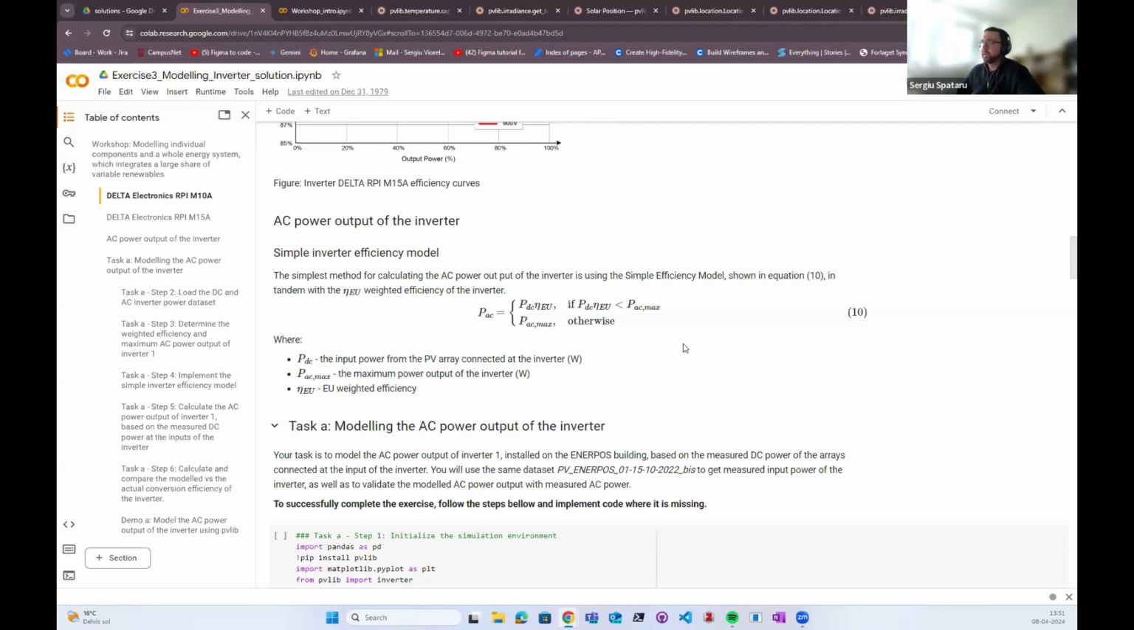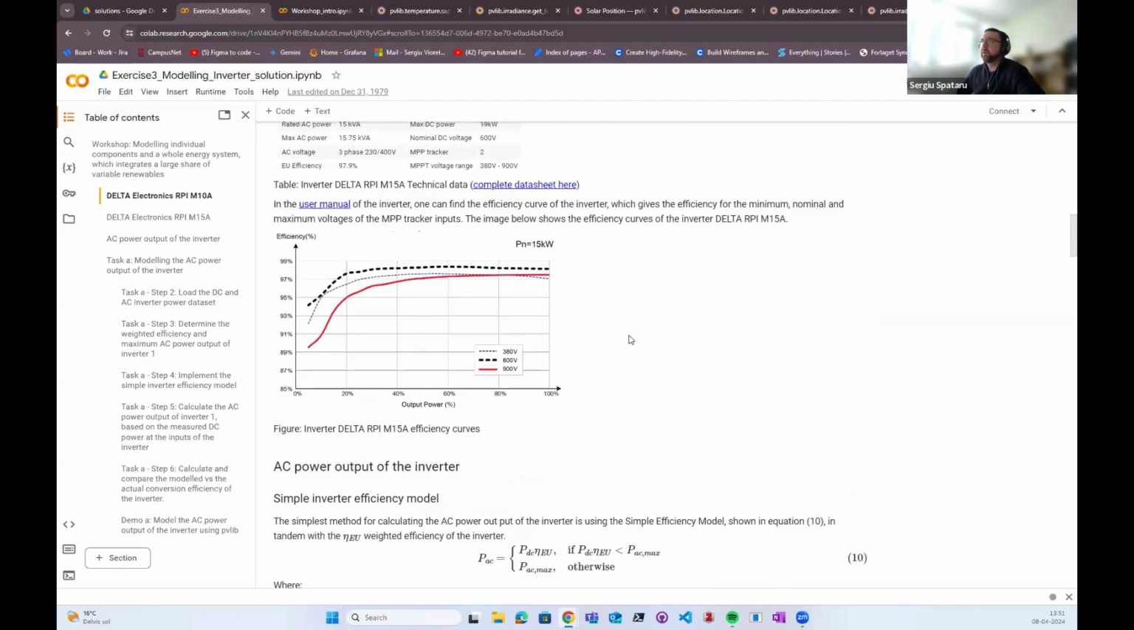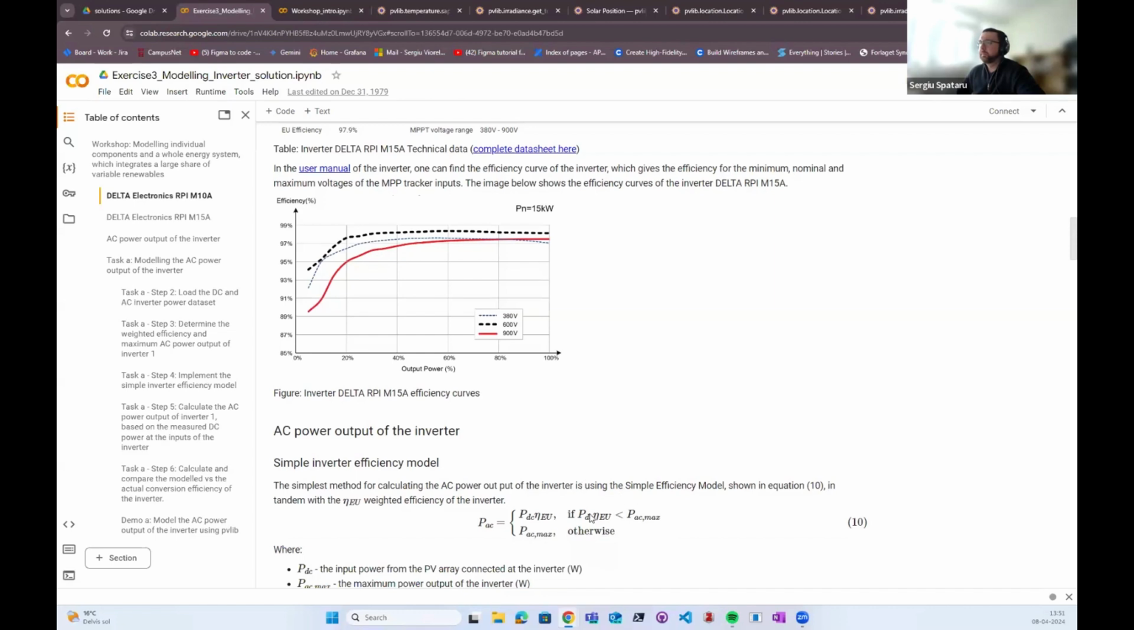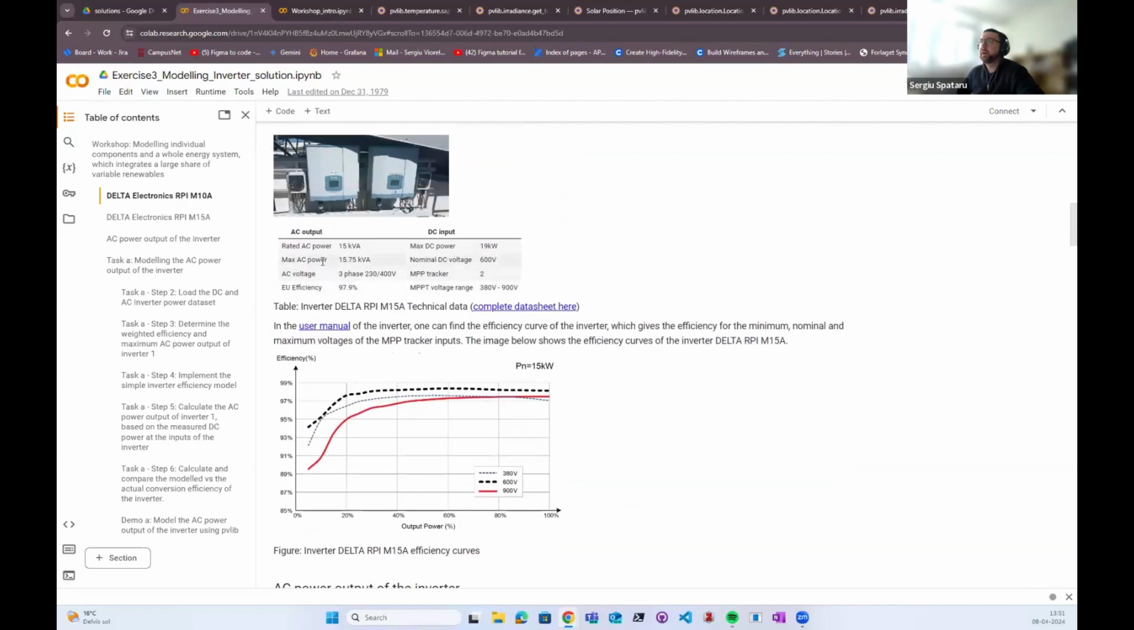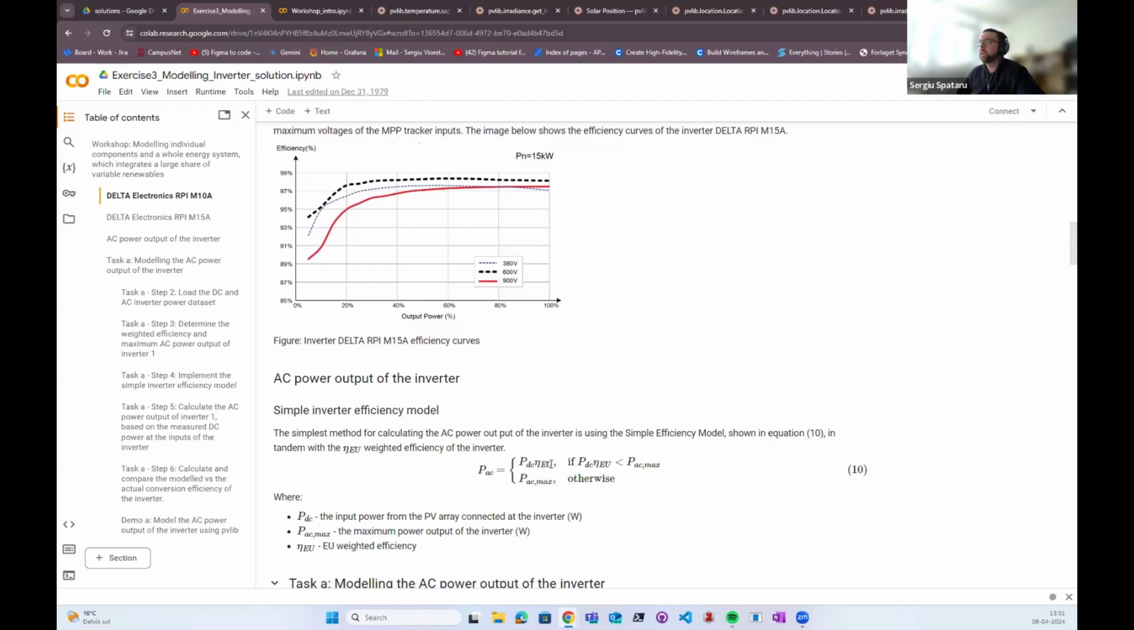So if your input power is lower than the rated power of the inverter, then you just need to multiply it with the efficiency and then you get the output power.